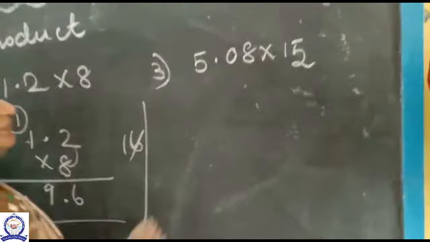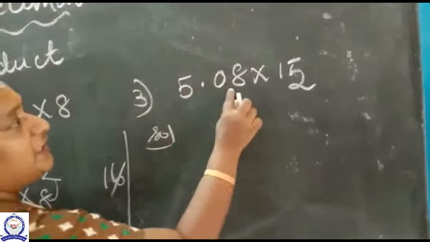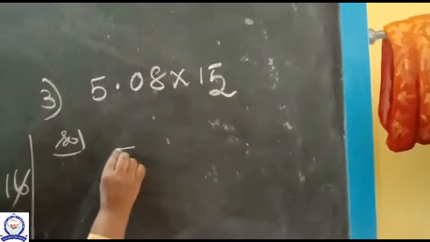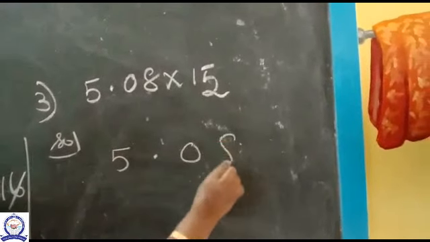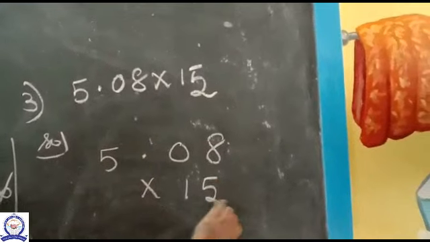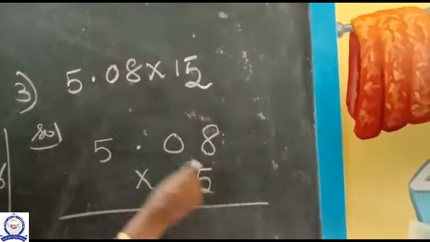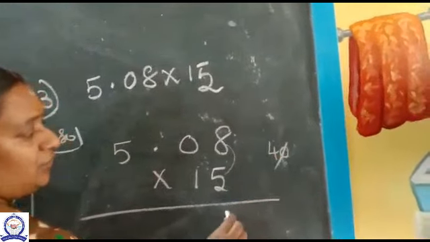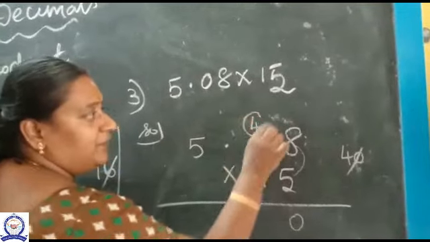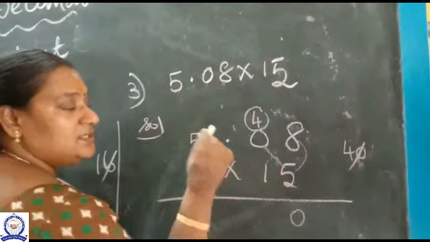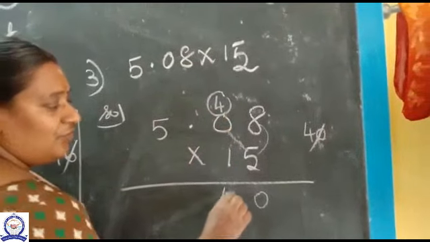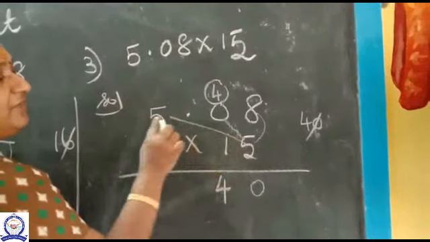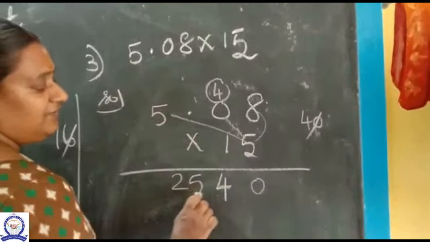Similarly, the third sum. Solution, 5.08 into 15. So 2 digit multiplication. So first you multiply the decimal number by 5. So 5 8s are 40. So you write 0, 4 carry over. Now 5 into 0, 0. 0 plus 4, 4. Again 5 5s are 25. So you write 25 here itself.